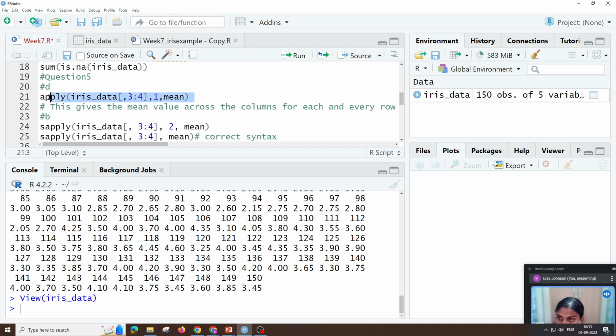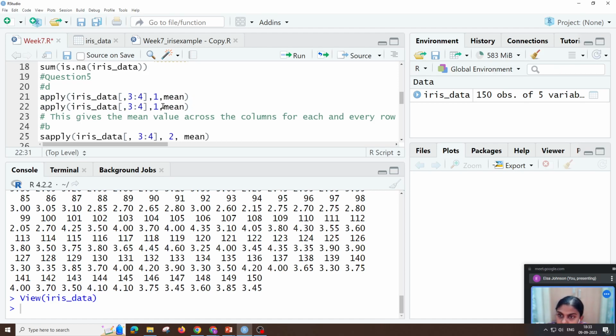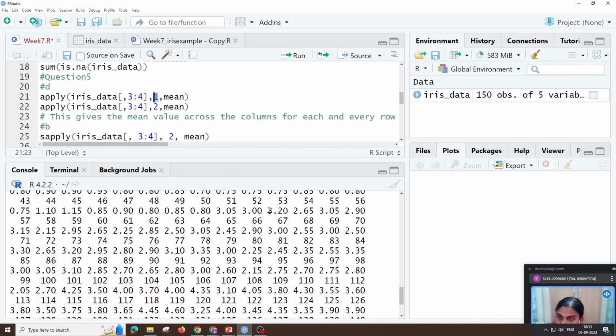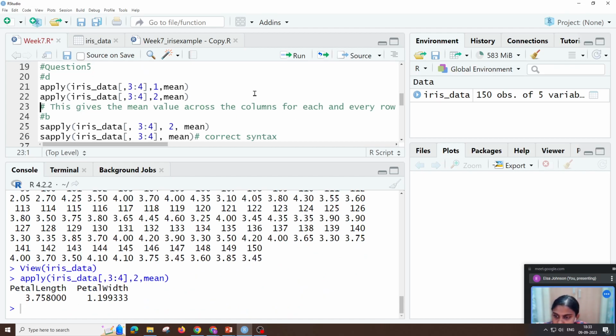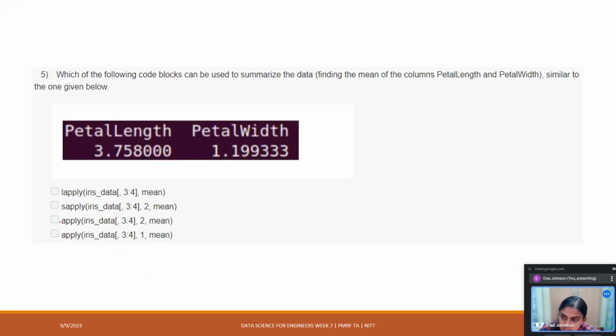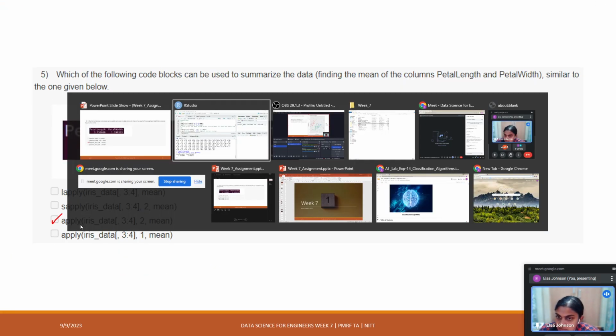Now we will see what happens if the same thing is given like this, with 2, because 1 denotes row, so row wise it has calculated the mean. We will see what the 2 represents. When I give the same command with the number 2 here, that means it should be taken column wise. Now you get the same answer. So this is answer C, that's true.